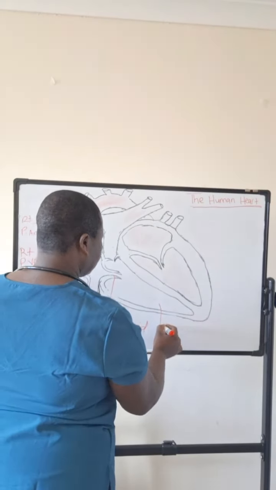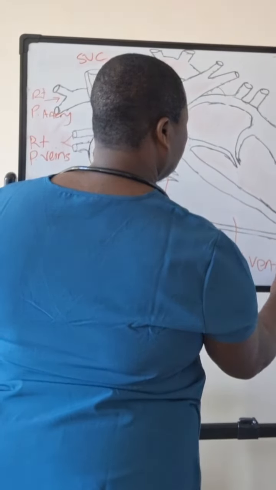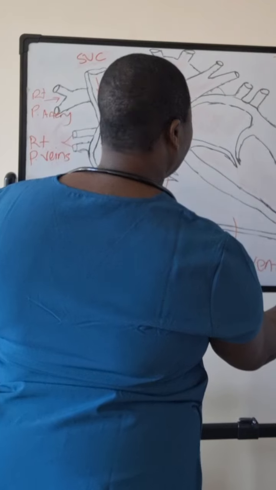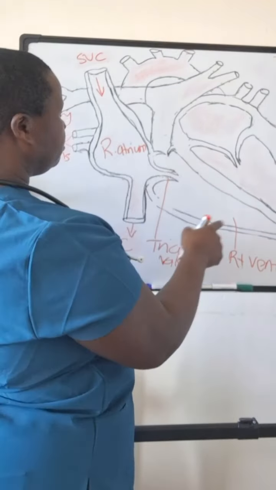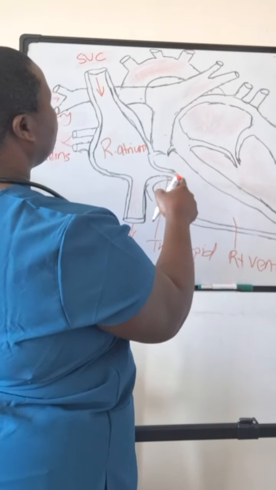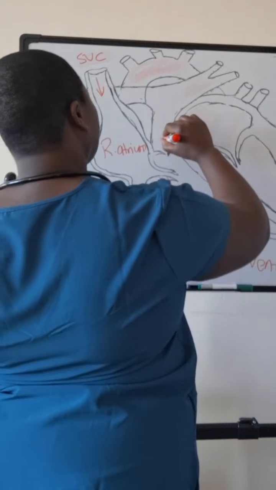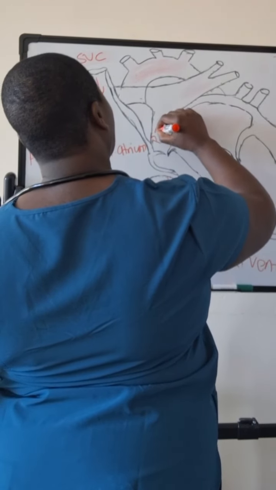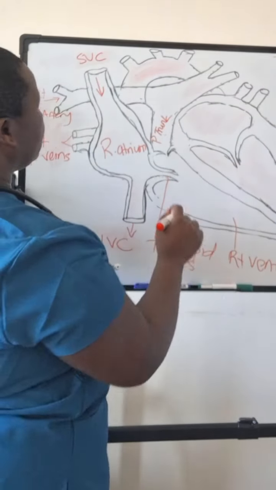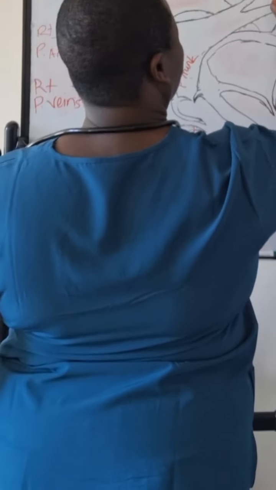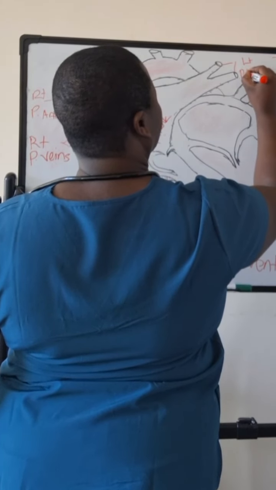This is our right ventricle, which also receives blood from the right atrium, and it pumps blood through the pulmonary trunk, which is this one, which will divide into the right pulmonary artery and the left pulmonary arteries.